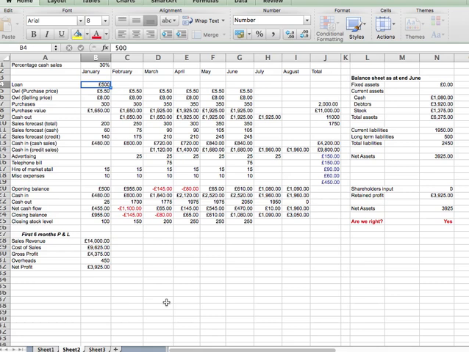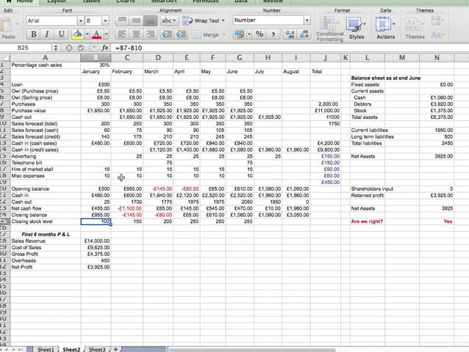If we look down here at the stock level, this is the closing stock level at the end of every month, and this is in units. We've got 100 units of stock left at the end of January, and it always remains 100 or more, which is kind of quite a lot of stock.